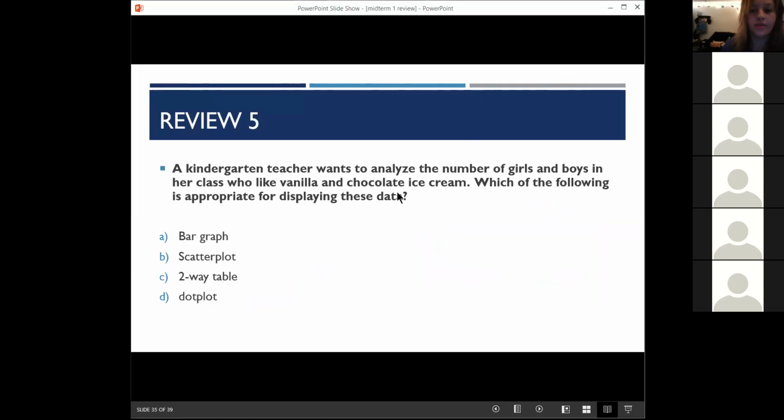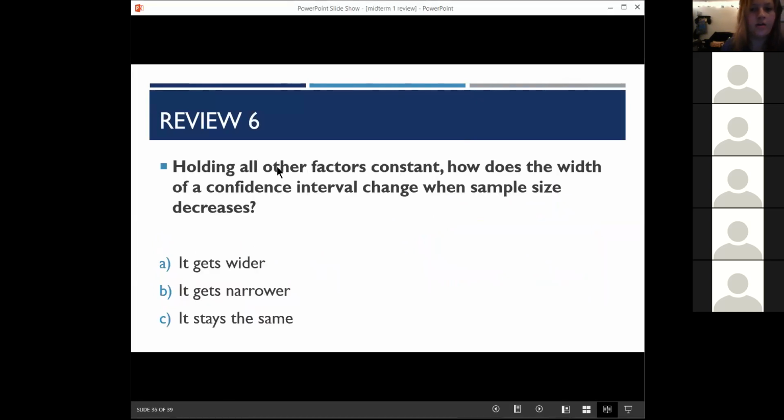All right, let's try another one. Holding all other factors constant, how does the width of a confidence interval change when the sample size decreases? Try this one.